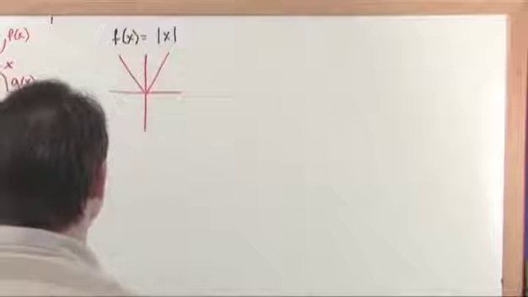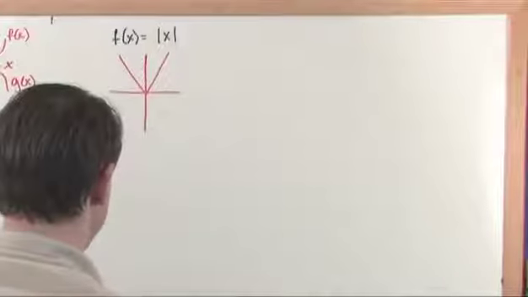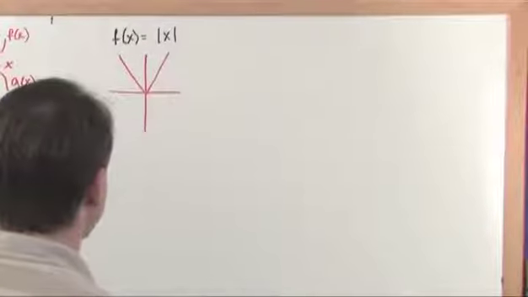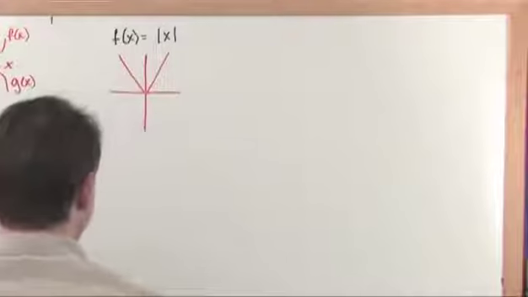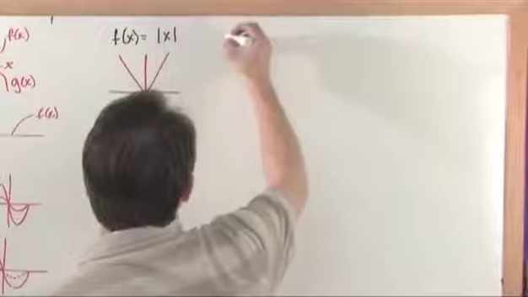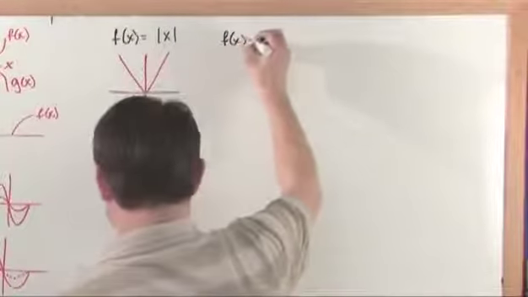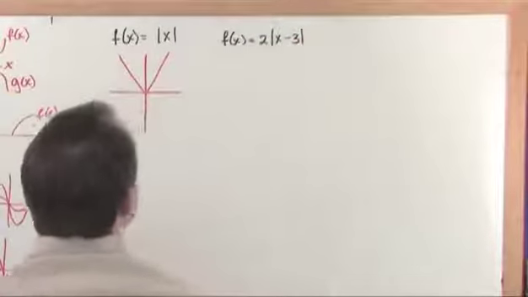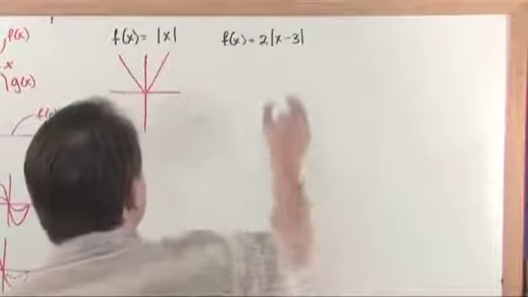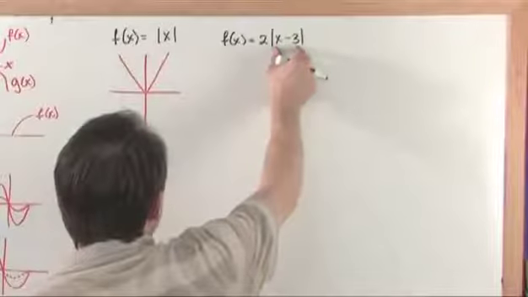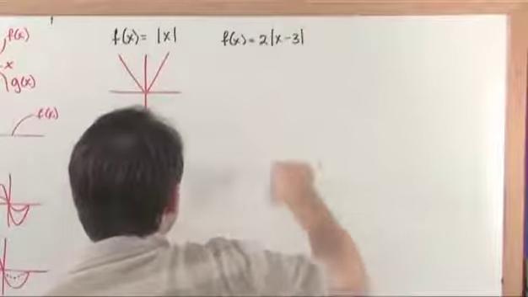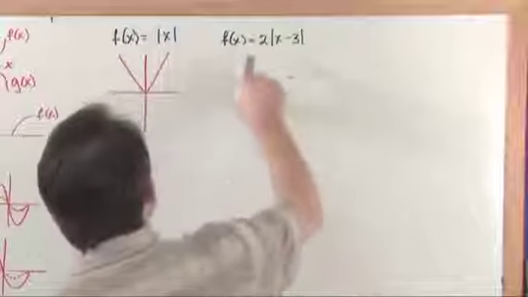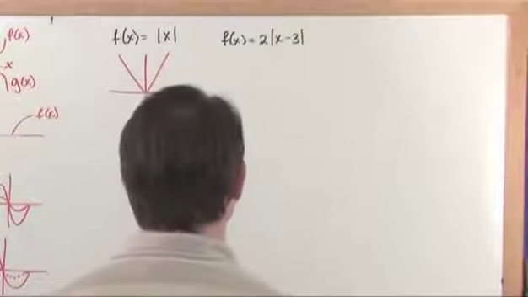Now, if I wanted to stretch that thing, or scale it, or do something else, let's say I was going to sketch the graph of f of x is equal to 2 times absolute value of x minus 3. Well, the x minus 3 is going to be a shift, and we've talked about that before, a shift to the right 3 spaces, but I'm also multiplying it by 2, so I'm also stretching it.